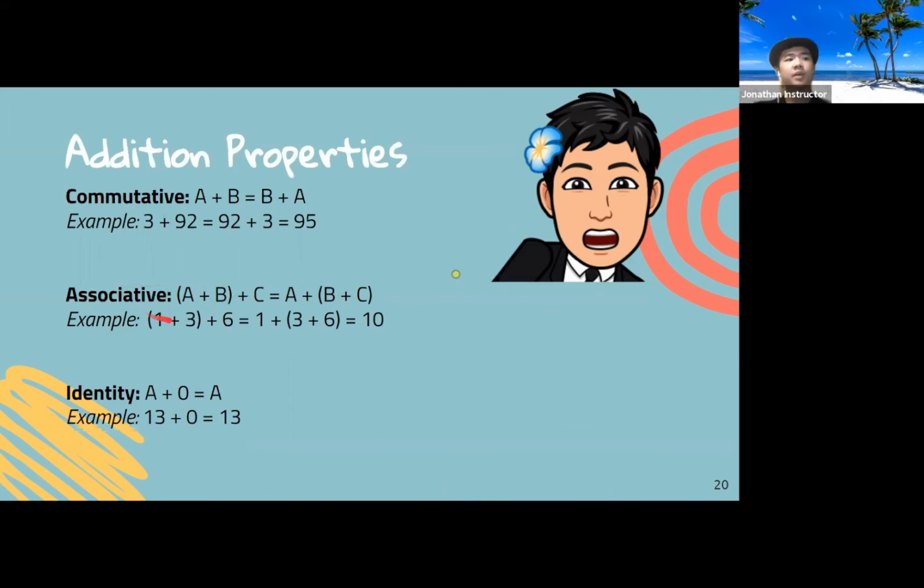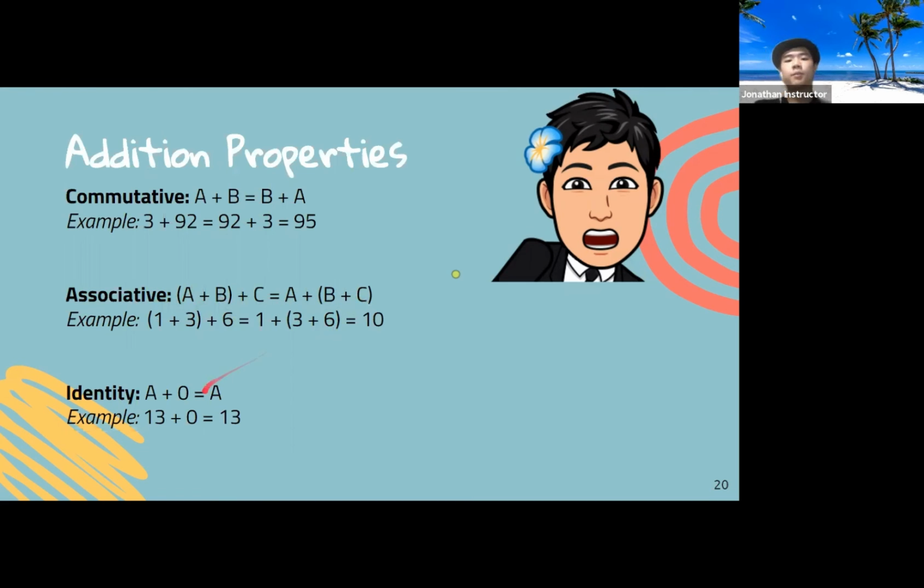So here's an example again. 1 plus 3 is equal to 4, plus 6 is equal to 10. And 3 plus 6 is equal to 9, plus 1 is equal to 10, the same thing. Basically, if you are confused, you can always just prove it out by plugging in numbers. But just remember that parentheses don't really matter in addition.